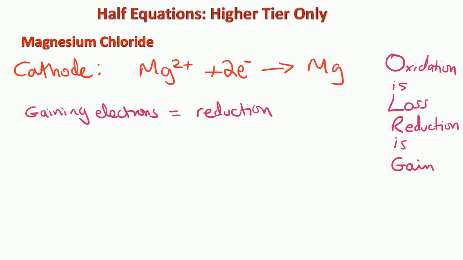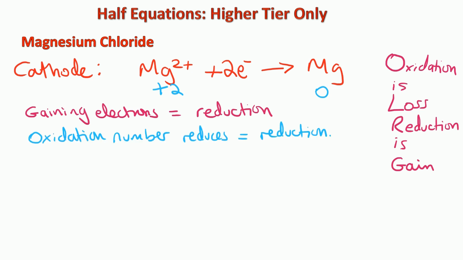If you can't spot that, the other method is using oxidation numbers. So that's essentially the charge. So the magnesium starts off as a +2, and then on the right hand side it's got 0 charge. So the oxidation number is reducing. It's going from +2 to 0. So if it's reducing, we call that reduction.